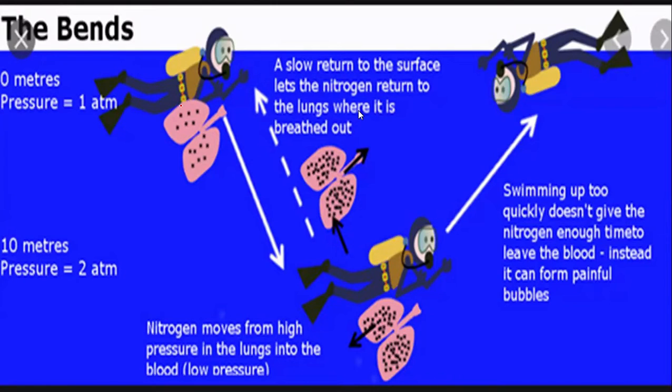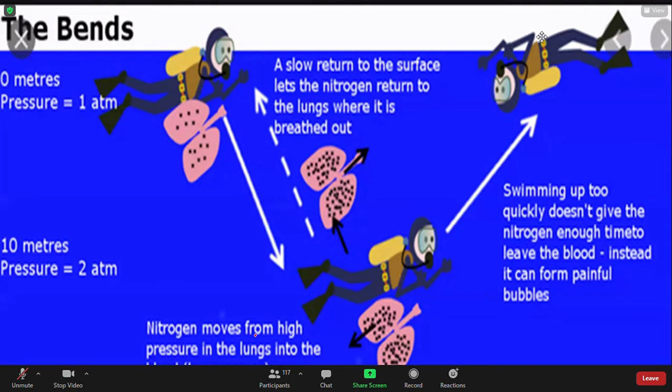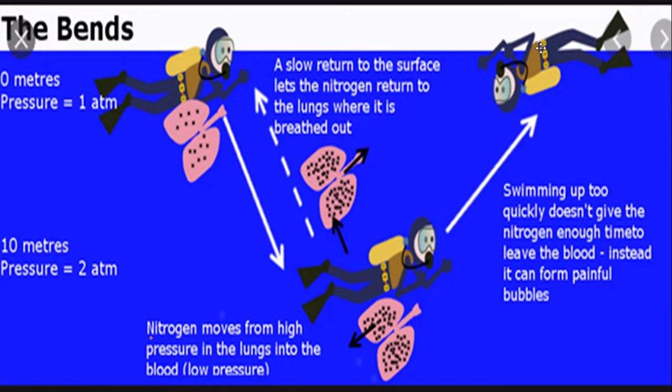As you go down, like Kuya Nico, from the sea surface going down, always remember that nitrogen moves from high pressure in the lungs. This is the nitrogen, because it is the most abundant gas in the atmosphere. So nitrogen moves from high pressure in the lungs into the blood. How does it move? As I told you, you have here the capillary. For example, these are your alveoli.